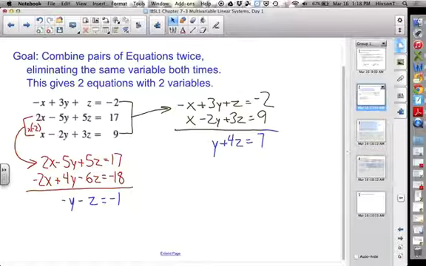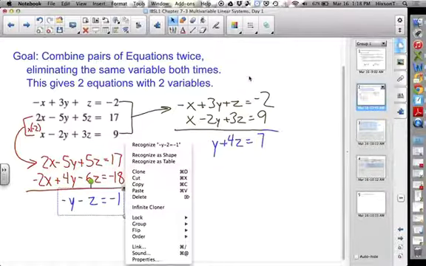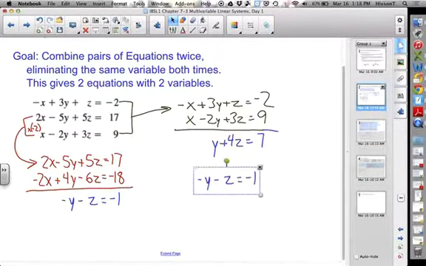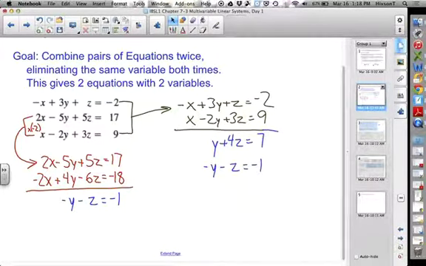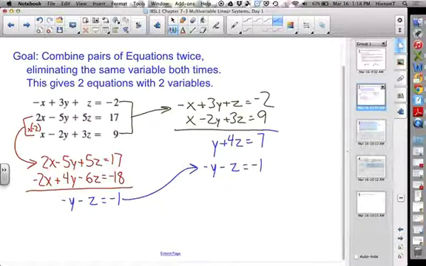But notice what we have now. We now have two equations with two variables. Let's try to focus. I'm going to copy this one over here. And you'll notice, with these two equations, we can again use elimination to eliminate one of the variables so we can solve for the last one.